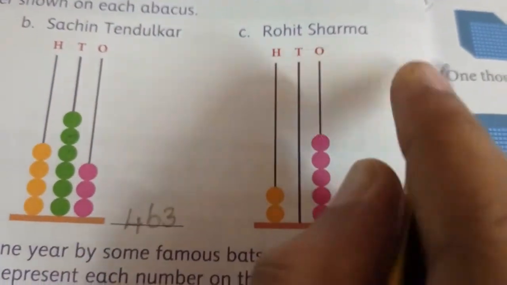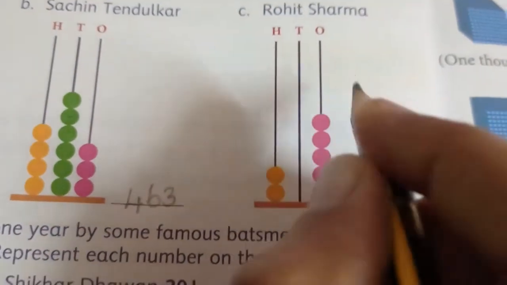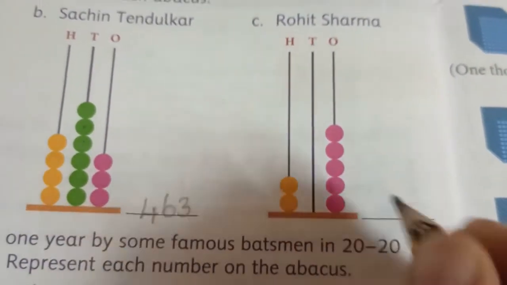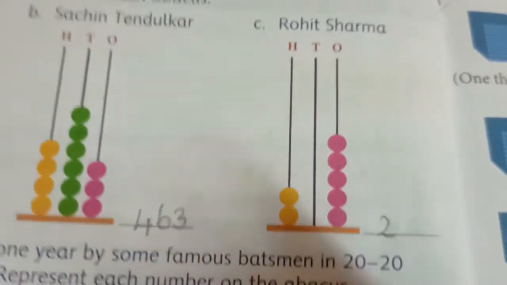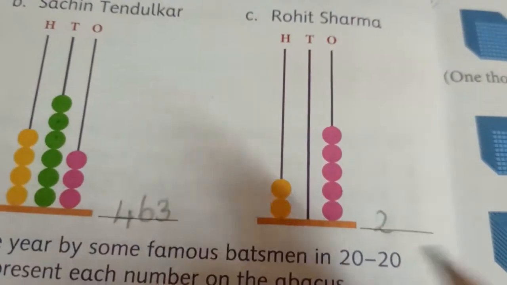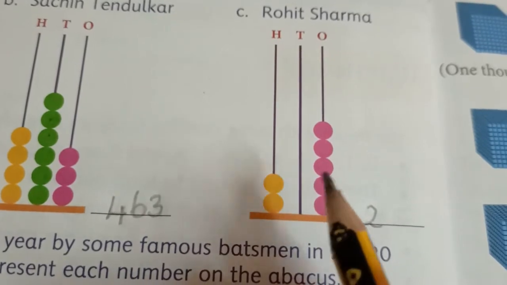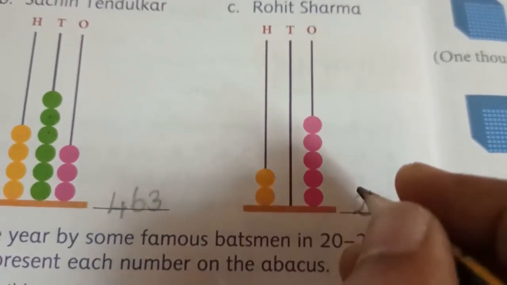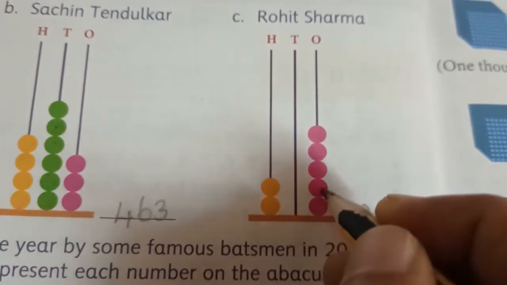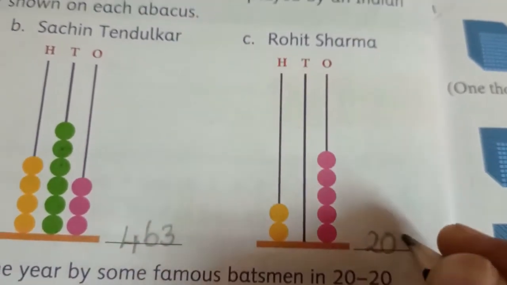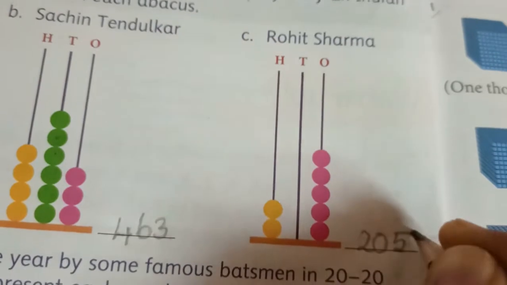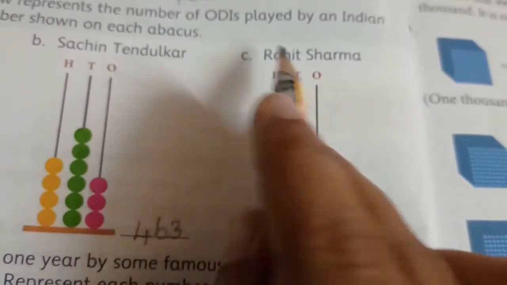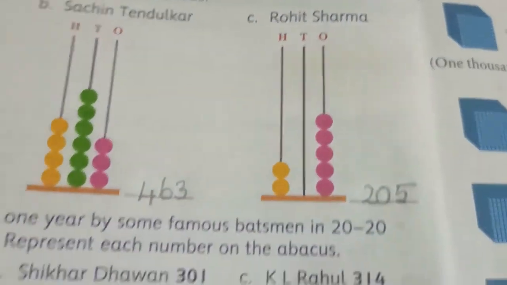Next, Rohit Sharma. Count the hundreds place values. Yes, 1, 2. So write 2. The next is the tens place. Yes, there are no beads here, so write 0. Then in the ones place, yes, 1, 2, 3, 4, 5. So Rohit Sharma's runs in ODI is 205.